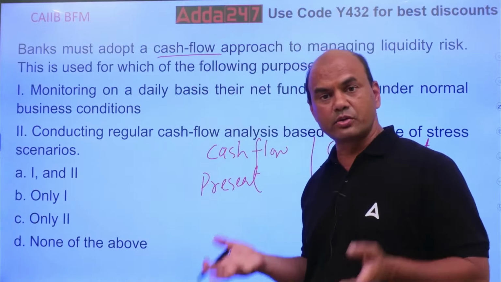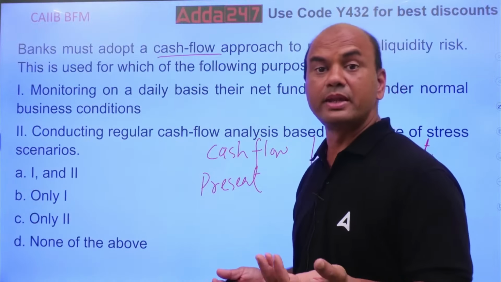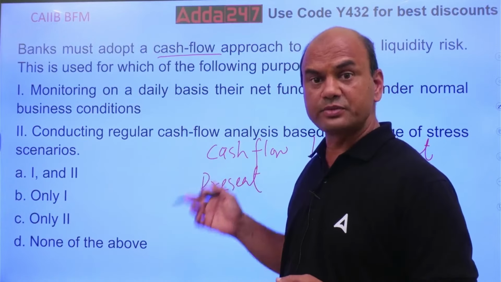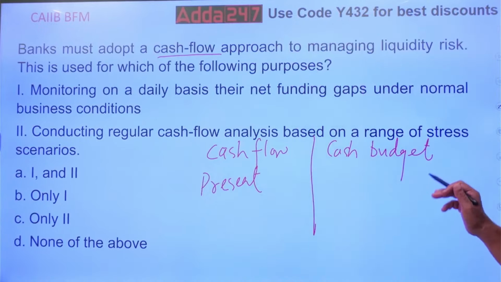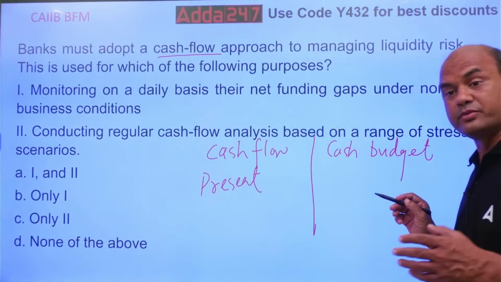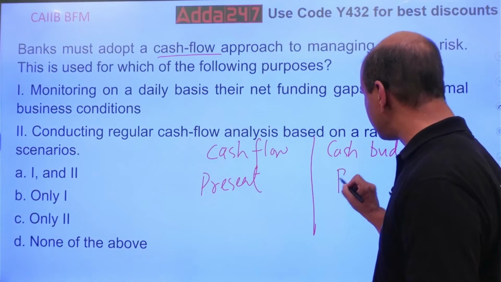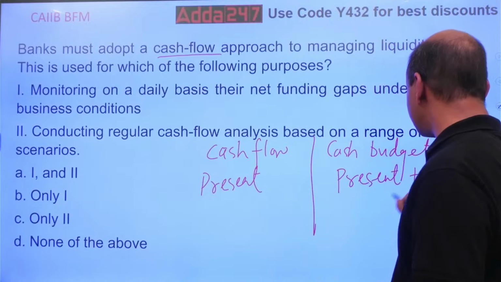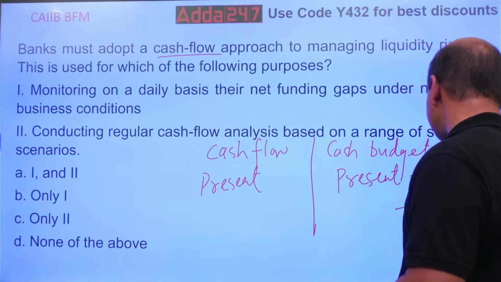Suppose I have to check today what cash is coming to me, or what money is coming to me, what type of funds are coming to me. I have to check this cash flow. What is cash budgeting? It is mainly used for corporates, companies, while giving loans. Here it is present plus projected, future. Call it simple. Present plus future cash flows.